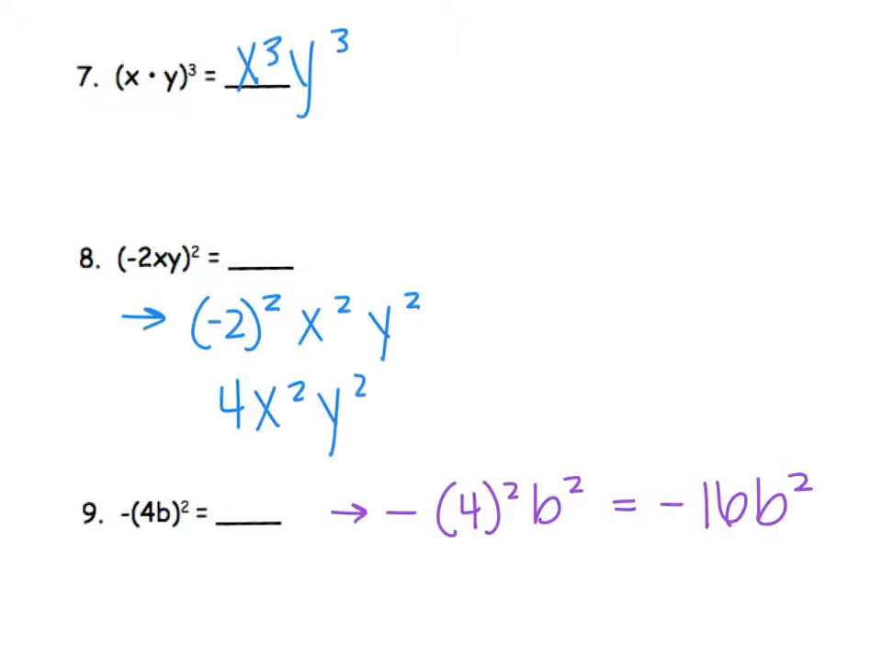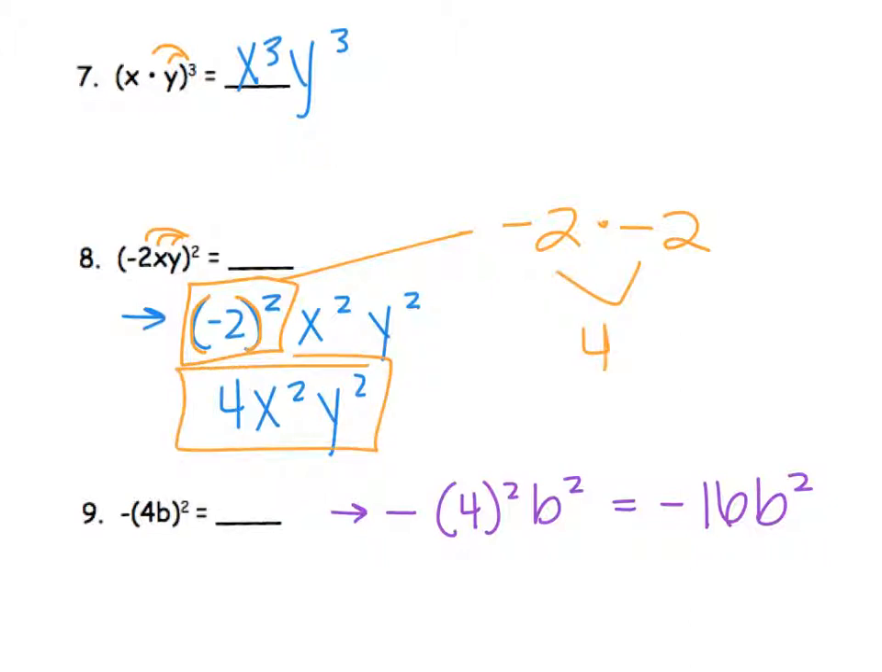So looking at the answers for number 7, we just distribute the cubed exponent so we get x cubed y cubed. For number 8, when we distribute the squared exponent, we have to keep that negative 2 in parentheses. So we have negative 2 squared times x squared times y squared. The quantity negative 2 squared is really negative 2 times negative 2, which is a positive 4. So we get an answer of 4x squared y squared.